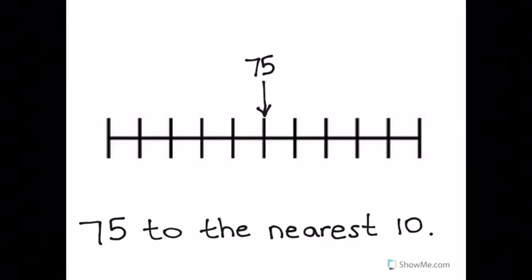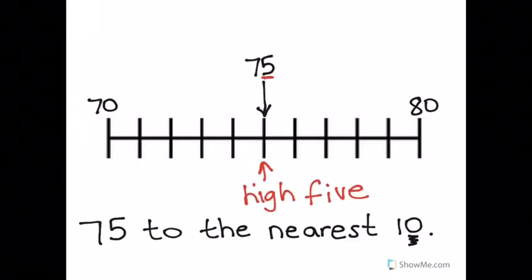Some people prefer using number lines, so this example is 75 to the nearest 10. So I've positioned 75 on the number line. Because we're working to the nearest 10, we have to think what is the tens family number below 75 and the tens family number above 75. And we know that to be 70 and 80. So this is where our high five rule comes in. The units value in this number is a 5, therefore we have to go high.